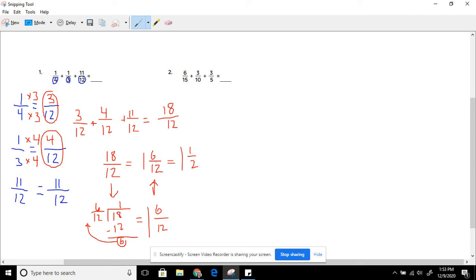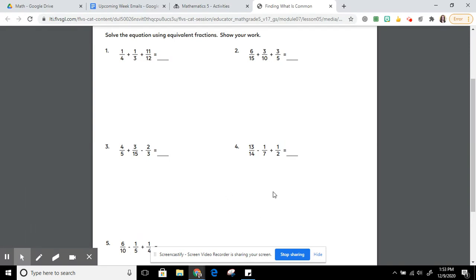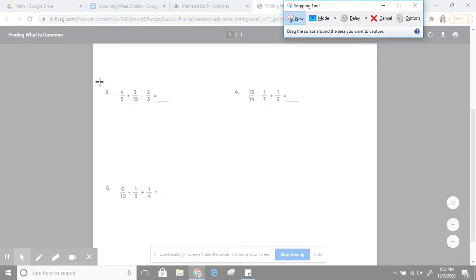Okay, and then I just simplified it. I know 6/2 is equal to 1/2. So there's our final answer for number 1. Notice this took quite a few steps, boys and girls. Okay, now I'm going to exit this and we're going to do number 3. So let me go here and I'm going to screenshot number 3.